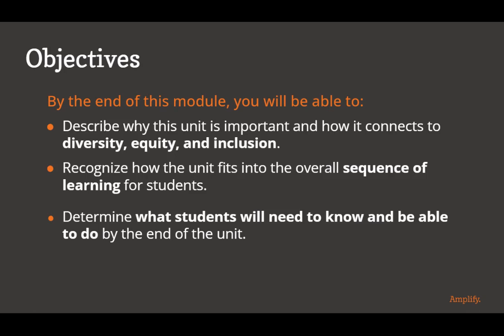By the end of this module, you will be able to describe why the unit is important and how it connects to diversity, equity, and inclusion, recognize how the unit fits into the overall sequence of learning for students, and determine what students will need to know and be able to do by the end of the unit. At the conclusion of this learning module, we will also give you a chance to reflect on how what you have learned about this unit will influence your planning moving forward.